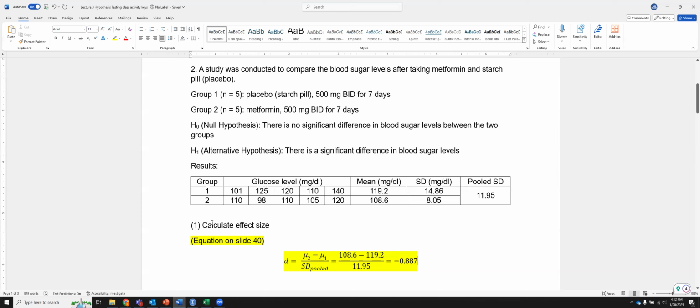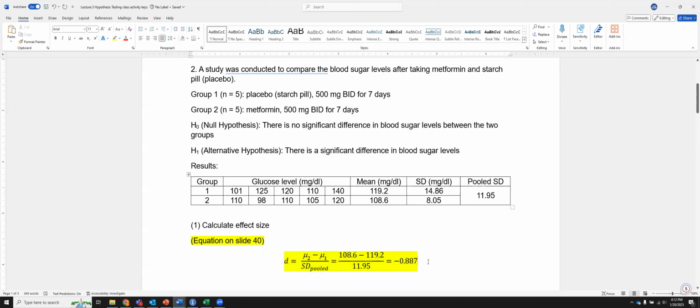So the first one is to calculate the effect size. The equation is simple. Basically it's the difference between these two means over the pooled SD. So you just need to plug in the numbers, and then you should be able to get a number equal to negative 0.887.